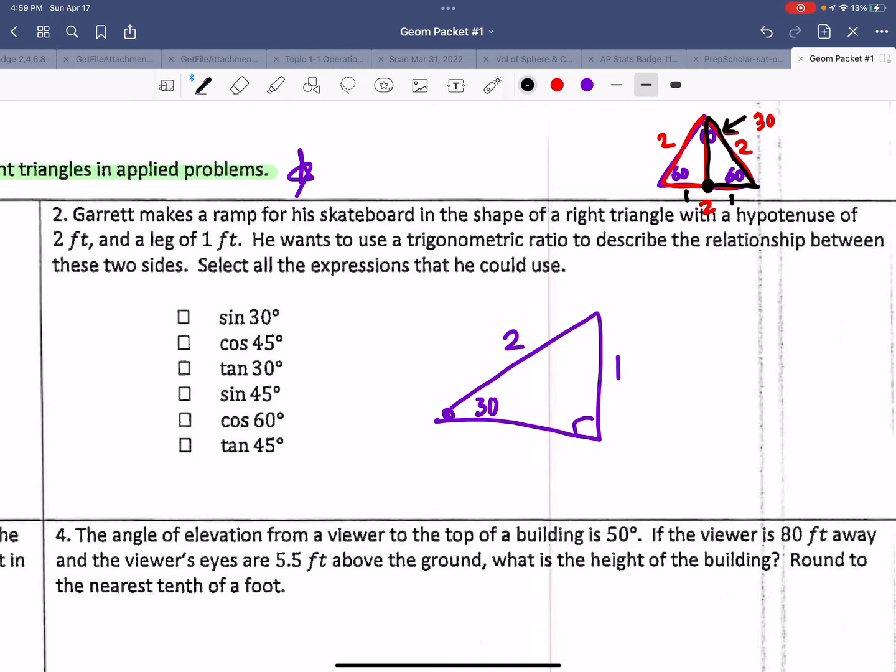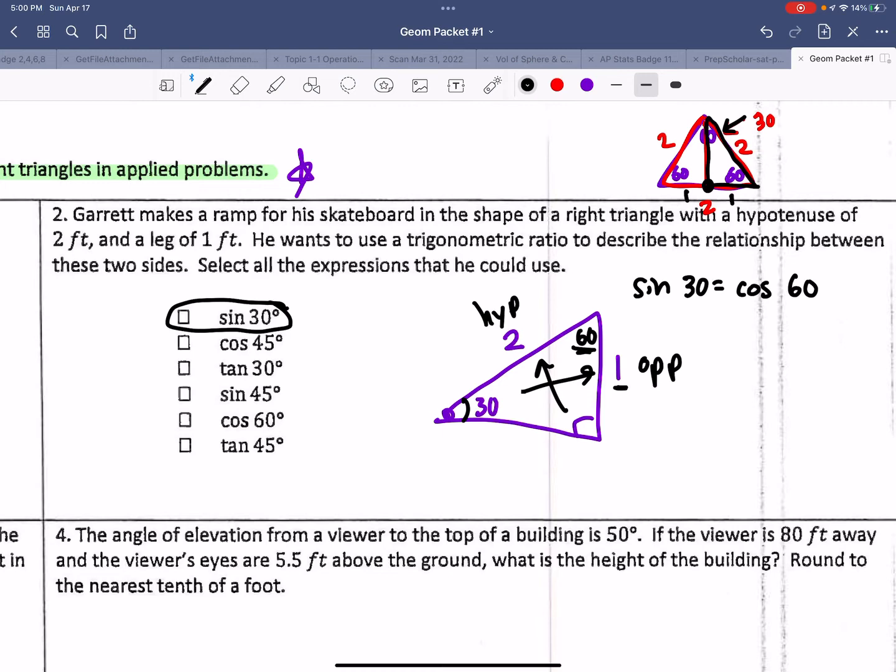Okay, what trig ratio could he use? Well, he could use here, this is opposite, and this is hypotenuse. So he could use the sine of 30 to come up with his answer. We also know in a previous goal that that is equal to the cosine of 60. So I could recognize this is 60 and recognize that's adjacent to that. So I could use cosine of 60. Can I use 45? No. Can I use tangent? No.